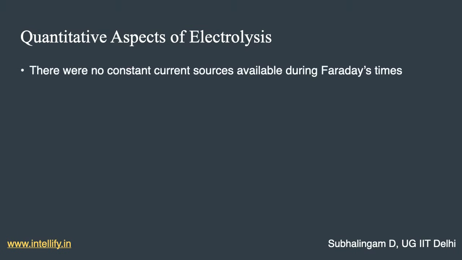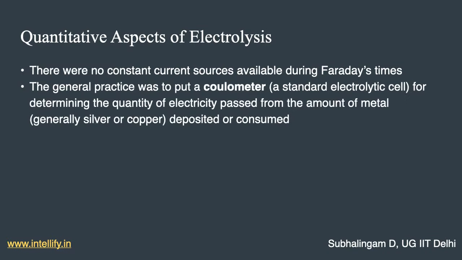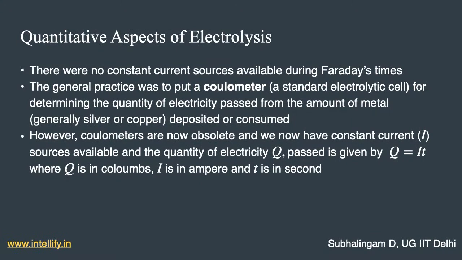There were no constant current sources available during Faraday's times. The general practice was to put a coulometer, that is a standard electrolytic cell, for determining the quantity of electricity passed from the amount of metal, generally silver or copper, deposited or consumed. However, coulometers are now obsolete. Even I haven't used this word much, so we don't see it nowadays.